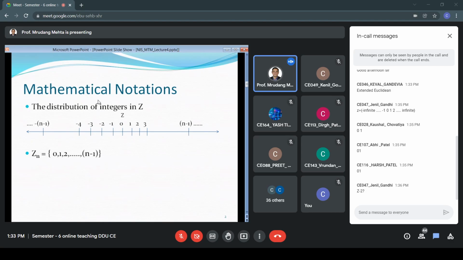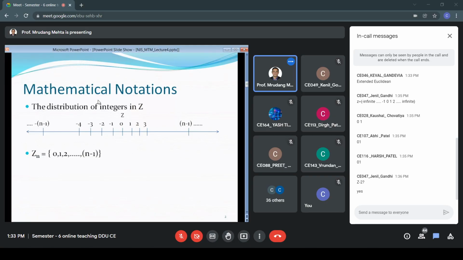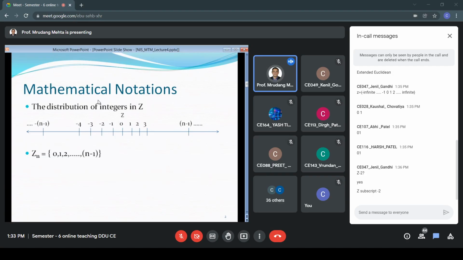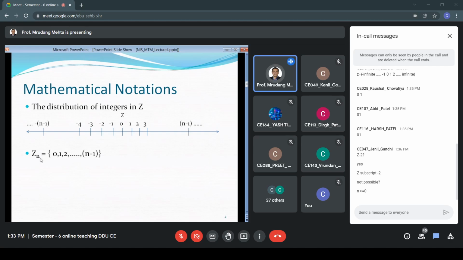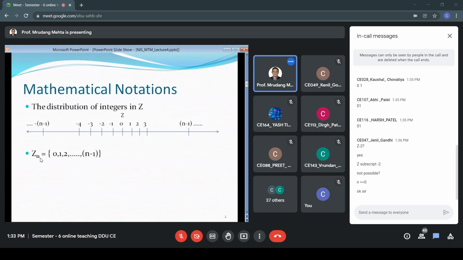Janil, what is the question? You are saying that Z2 is equal to... not subscript minus 2, just 2. We are taking all positive integers, n greater than or equal to 0. Okay. Why we are taking this, that also I will tell you.